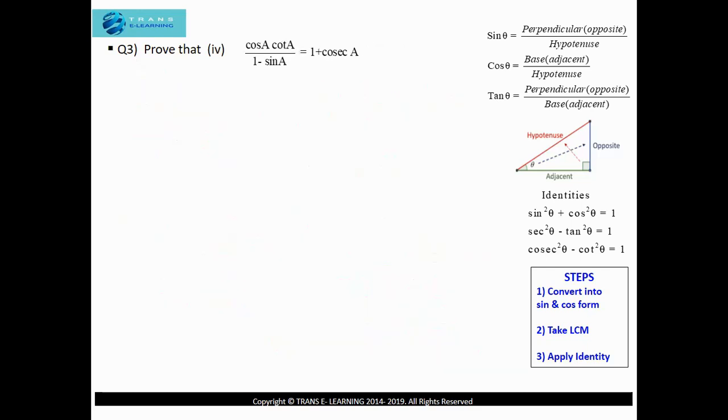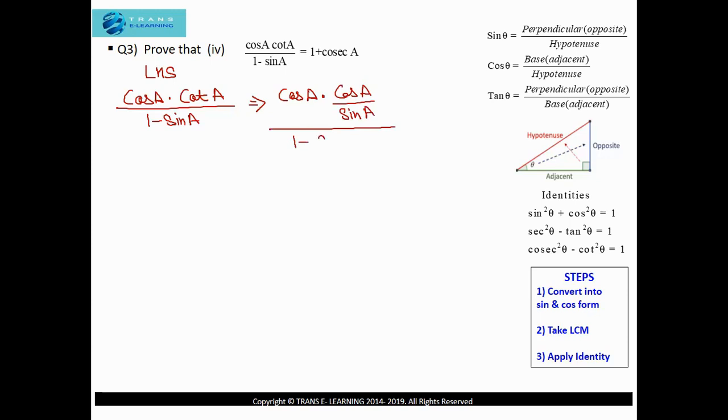Now the next question, we need to prove cos A into cot A upon 1 minus sin A is equal to 1 plus cosecant A. Again, I would be solving the left hand side. So following the first step, I would first of all convert it into basic, that is sine and cos form. This cos A is already there. I can write down cot A as cos A upon sine A. And in the denominator, again it is in the sine form, so we need not do anything.